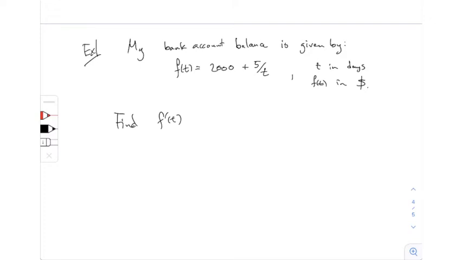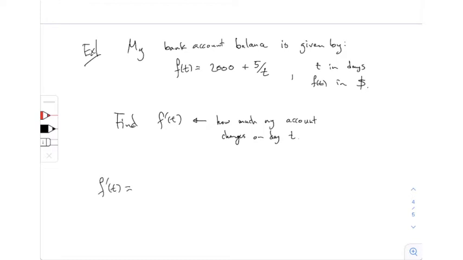Yeah, right. There are a lot of ways you could say this. I would say something like how much my account changes on day t. It's different from f of t, which is how much money I actually have on day t. f prime of t would be something like how fast my account balance changed on that day. Could it increase? Could it decrease? Okay, anyway, let's see if we can do it.